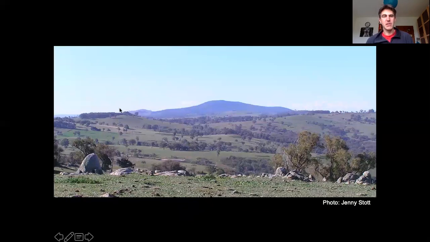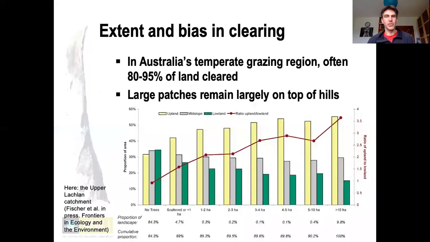Why would that be the case? Well, it's the same pattern as what we see globally. The land that is most suitable for agriculture is the land that is most intensively cleared. That's true at the global scale for biomes, but it's also true at the landscape scale. On top of hills, your soils are typically more shallow and rockier, and as a result, it's not as suitable for agriculture, and that's often where larger patches of trees have been retained. As you go into the valleys, on the gentle slopes and in the valleys where the soils are a little bit deeper, that's typically where tree clearing has been most pronounced.